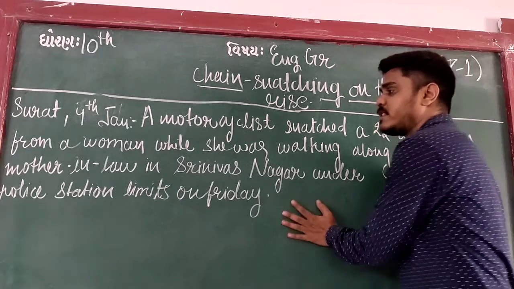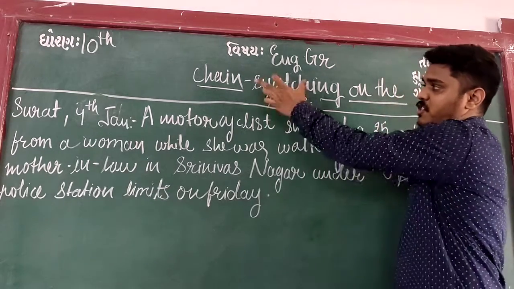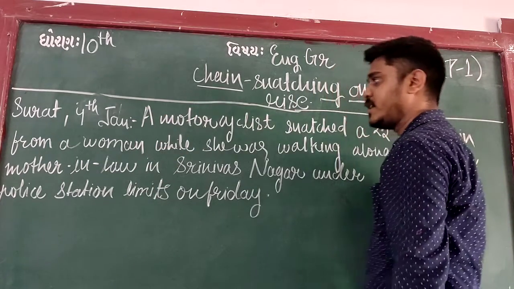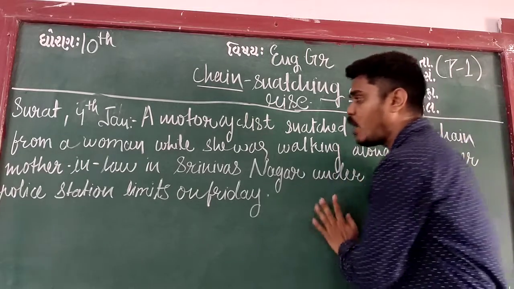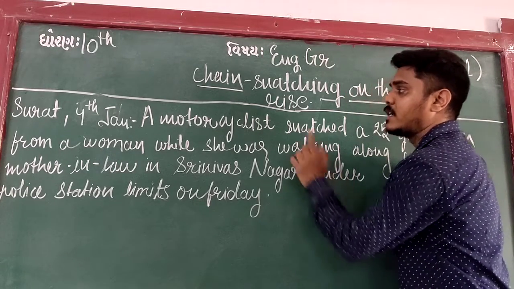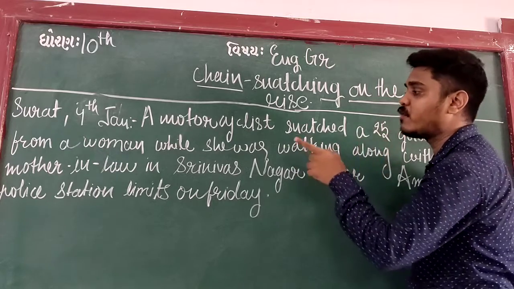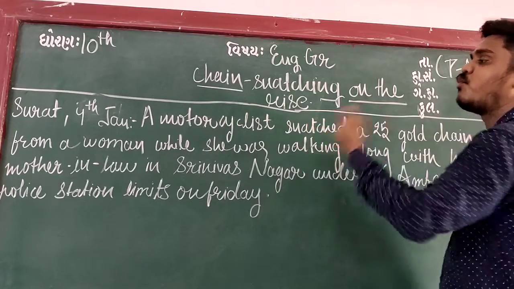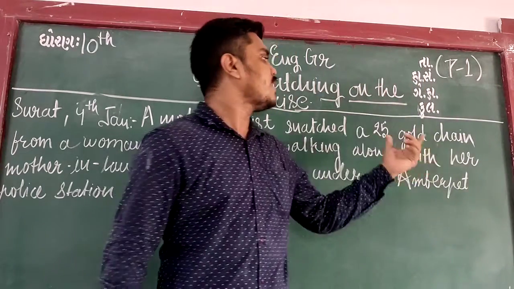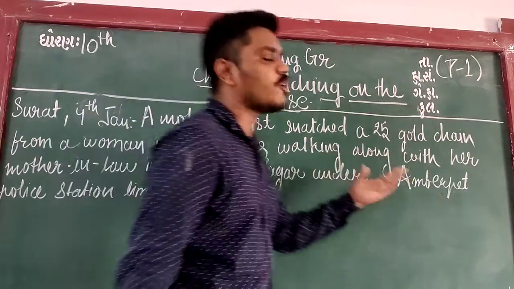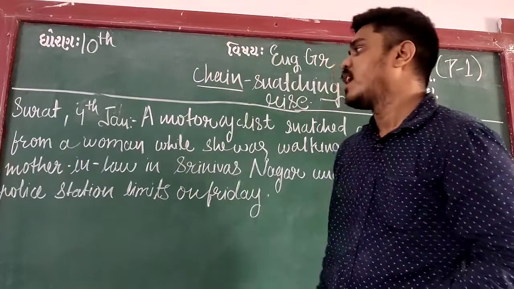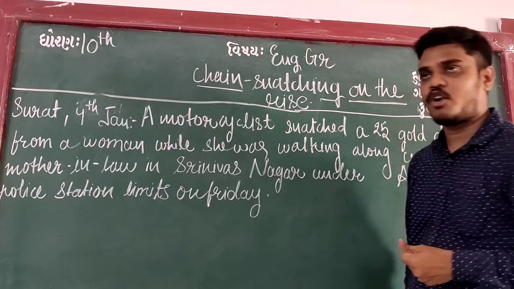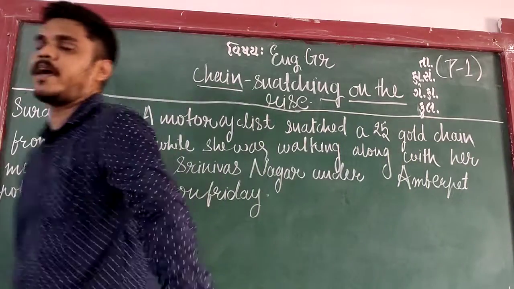Here I have given the introduction of the chain snatching: the location, Surat, the date, January, and the intro. How did this incident happen? It happened in Srinivas Nagar. A motorcyclist snatched what? A 25 carat gold chain from a woman while she was walking along with her mother-in-law. Got it? So this para was an intro para.